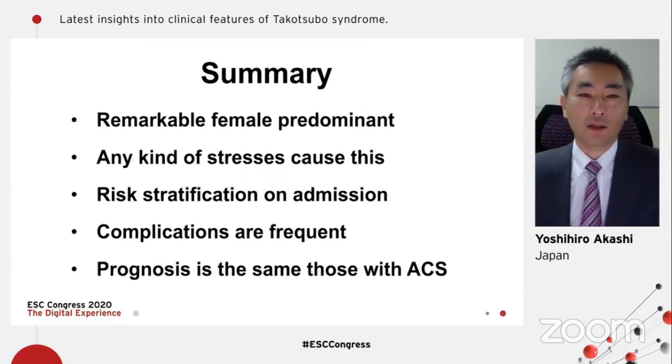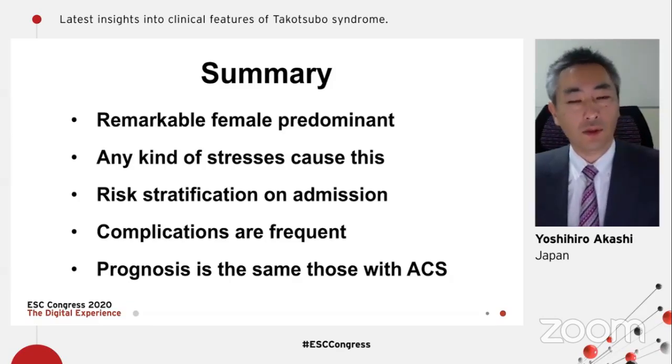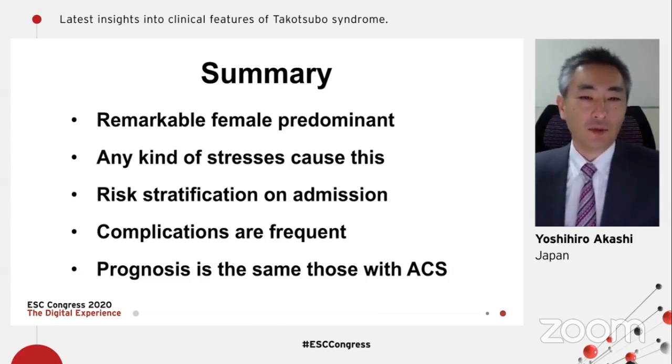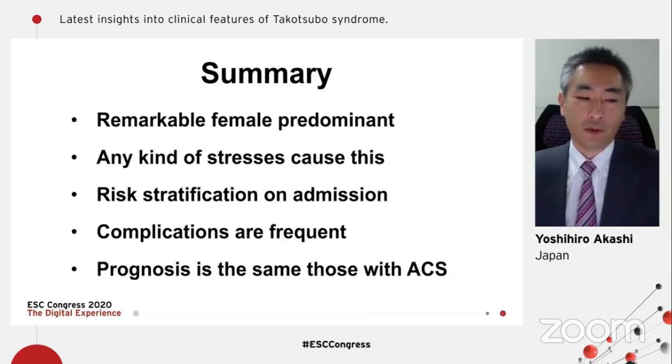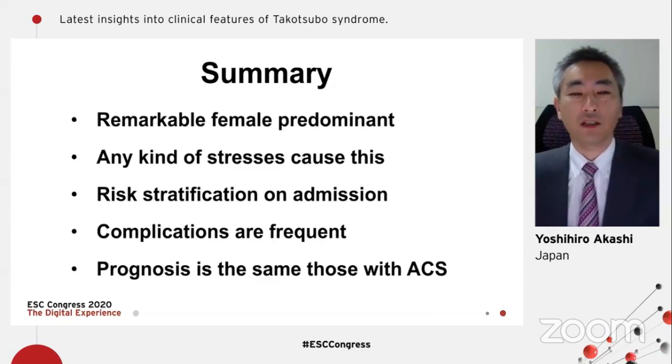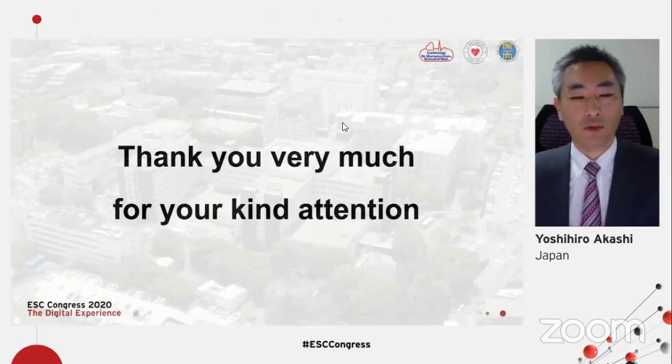This is the summary slide. Regarding Takotsubo syndrome, there is a remarkable female predominance, and any kind of stress can cause this syndrome. We should think about existing risk and we should stratify the risk factors on admission. Complications are frequently observed, and prognosis is the same as those with acute coronary syndromes. This is the last slide. Thank you very much for your kind attention.